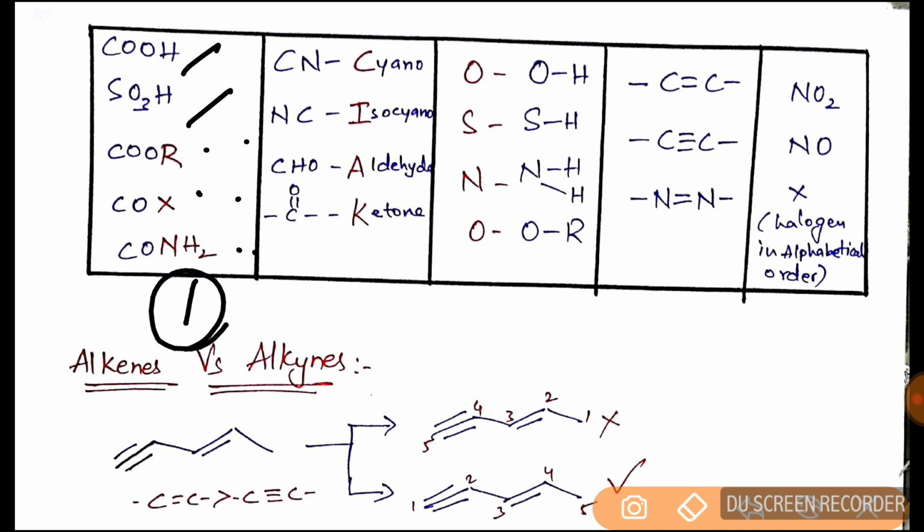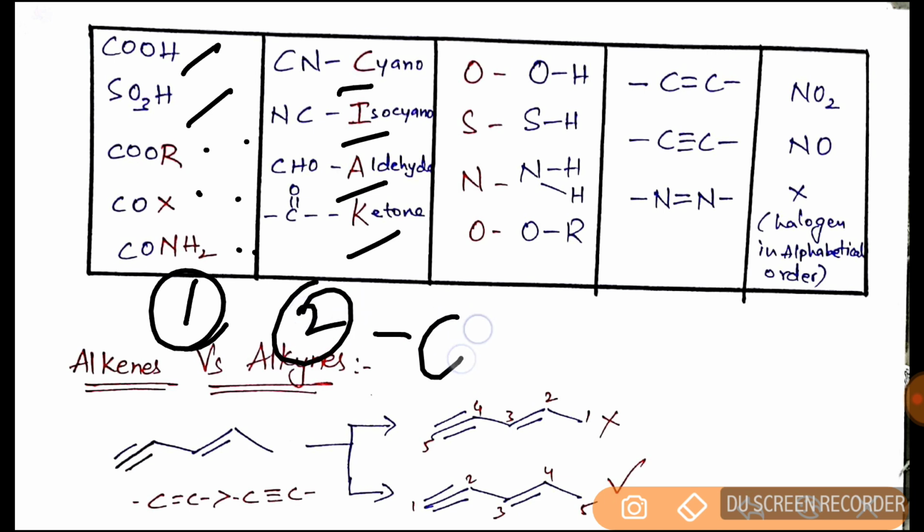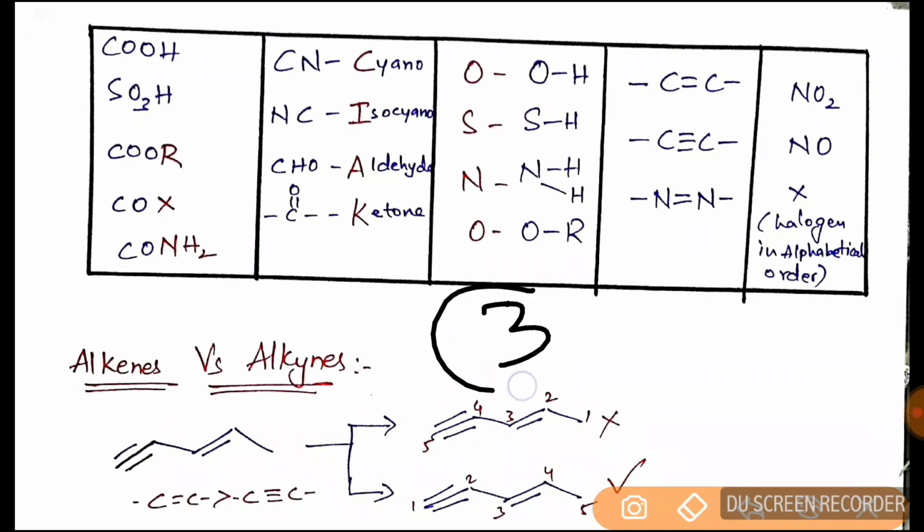And coming to the second column, just remember this SIAC, SIAK. So what does SIAC mean? C for cyano, I for isocyano, A for aldehyde, and K for ketone. So just remember for the second column, it is SIAC, SIAK. That's it.